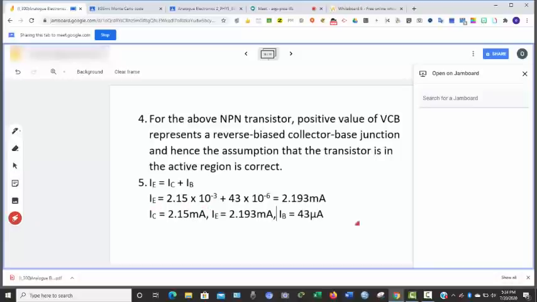In the calculation, you will start from IB. When you have gotten IB, you move to IC. When you have gotten IC, you use Kirchhoff's law. That is, IE is equal to IB plus IC.